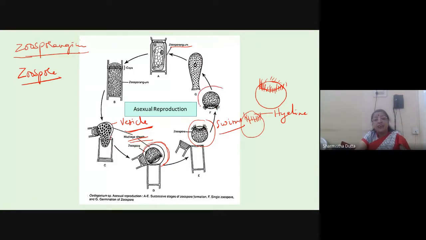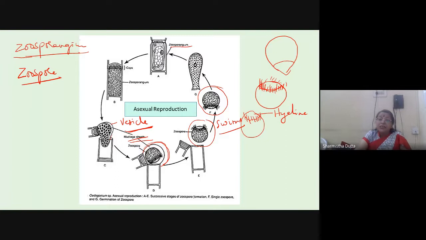You can see that in the picture, in this image. And you find the small hyaline region, which is called the bald region. It's like a bald person, you know very well, who will have a clear area and little hair around. It's something like that. So this hyaline bald region is towards the lower side. So the zoospore gets inverted and settles at the bottom.